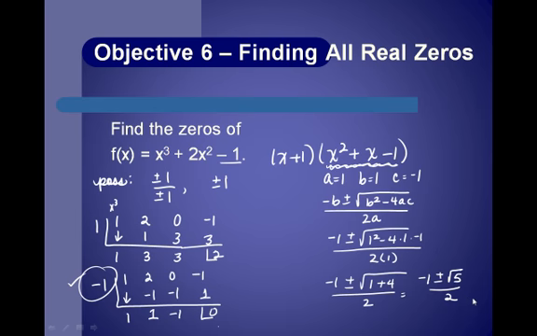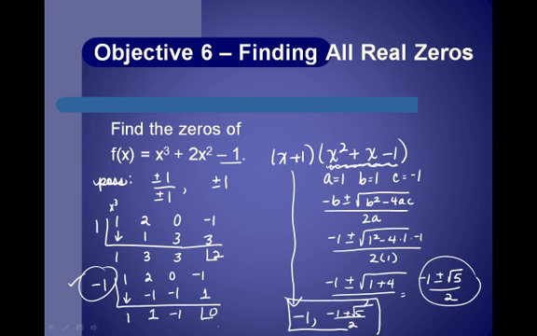So when it comes to finding our zeros, x plus 1 was a factor, so -1 is a 0. The other factor had zeros of -1 plus the square root of 5 over 2 and -1 minus the square root of 5 over 2. So these would be our three real zeros.